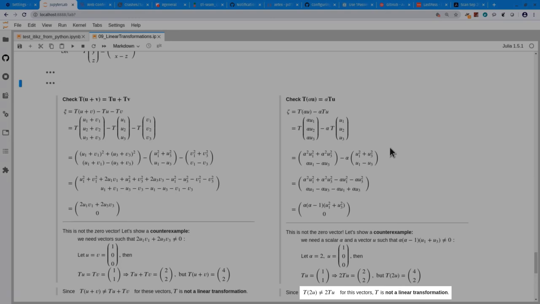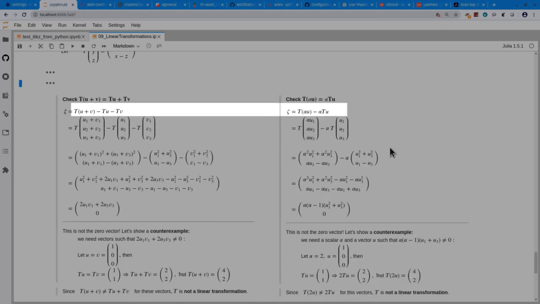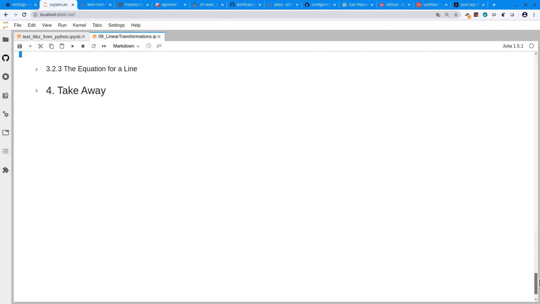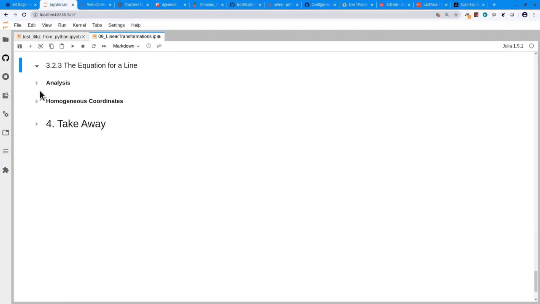And therefore, when I have a transformation, I run these checks. If either one of them fails, I immediately stop and say that T is not a linear transformation. If both of them succeed, that is the only case under which I can conclude that T is a linear transformation. I'll have another example that on first thought seems a little bit surprising.